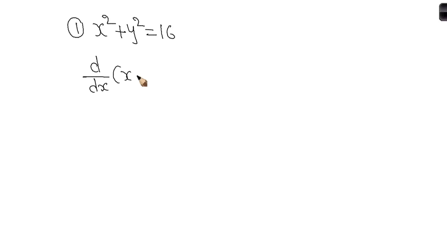Find the derivative of x square plus y square is equal to 16. Yes, I can express y explicitly here, but it is not required. So just do the steps as mentioned earlier. Differentiate the given function with respect to x. So d by dx of x square plus y square is equal to d by dx of 16.